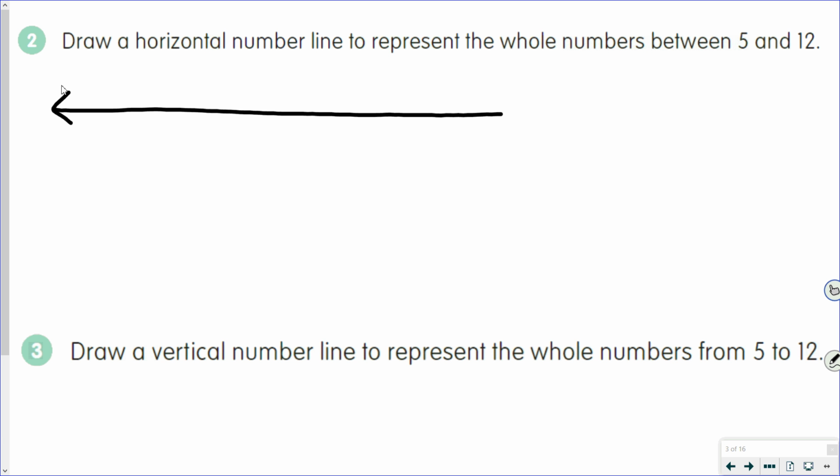When drawing the horizontal number line, I am looking for effort to make sure that you have made an attempt to make that line straight. You don't have to use a ruler, you don't have to use a straight edge, but you do have to put in effort to make sure that that line is straight.